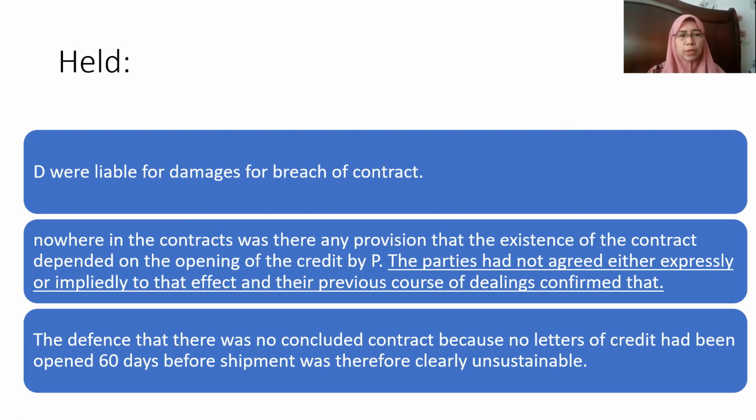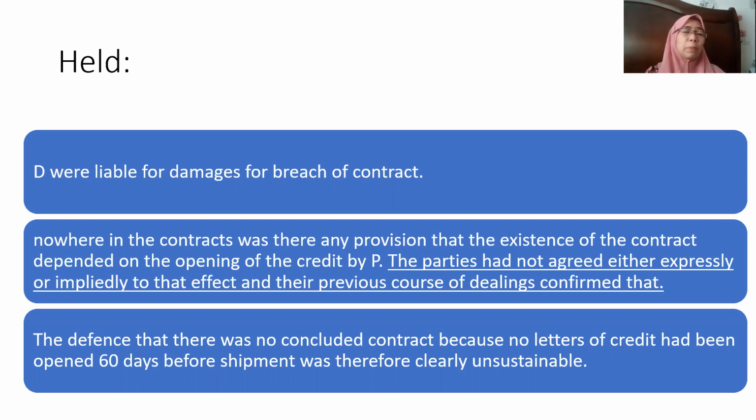Because nowhere in the contract was there any provision that the existence of the contract depended on the opening of the credit by the plaintiff. In the contractual terms, there's nothing mentioning that the contract depends on whether there's any letter of credit or not. So the parties had not agreed either expressly or impliedly, and there's no implied term here. So this is the case in which it says there's no implied term, to the effect that their previous course of dealing confirmed that.